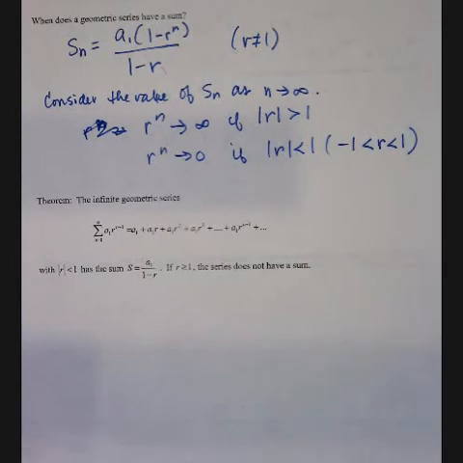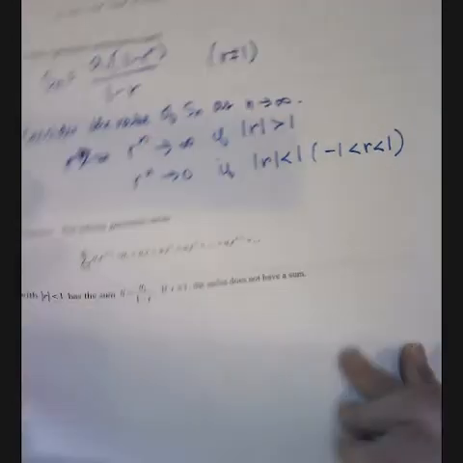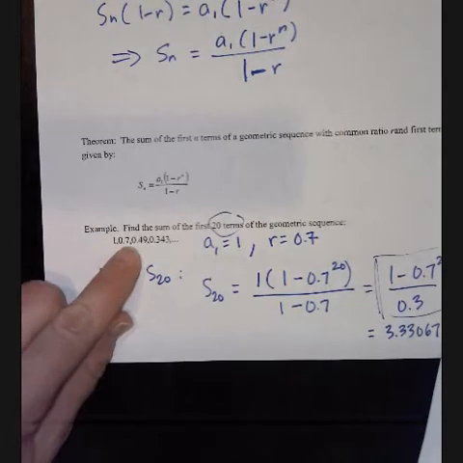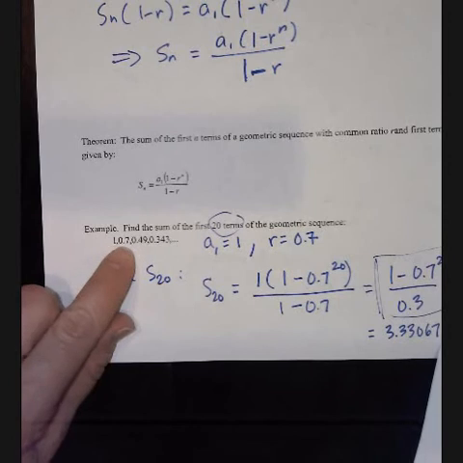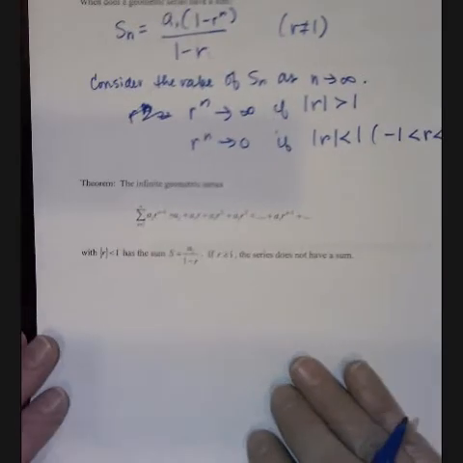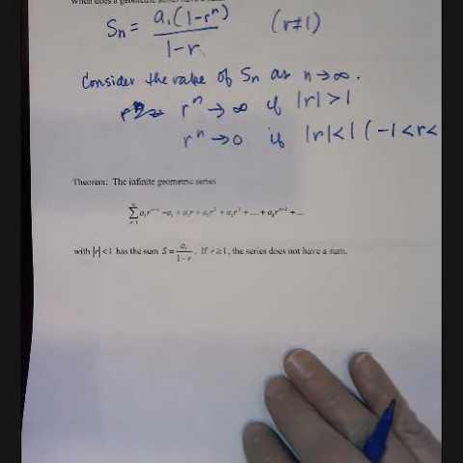So let's see. It looks like here when r was 0.7, here's the first term, and then you take it times 0.7 times 0.7. The numbers are getting smaller. That's what I'm saying. They're going to tend to 0. If r is bigger than 1, that number is going to get bigger and bigger and bigger.